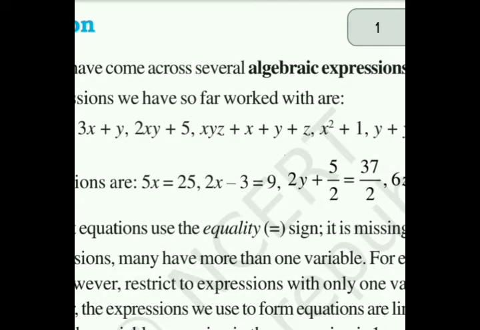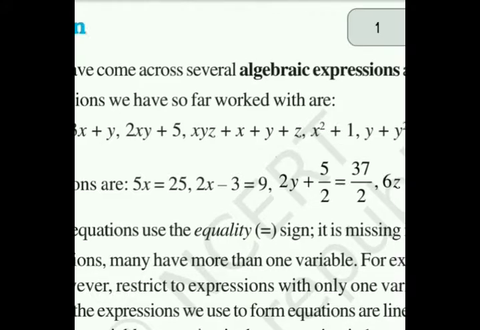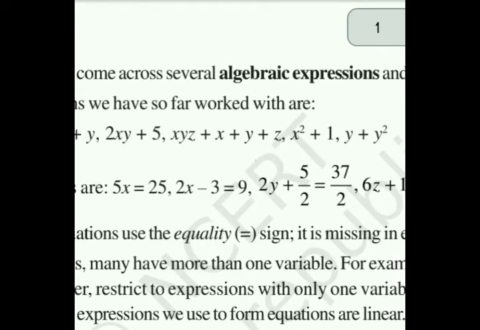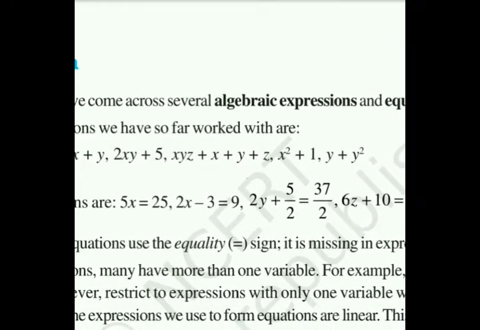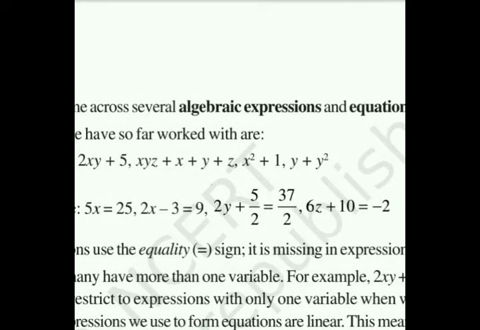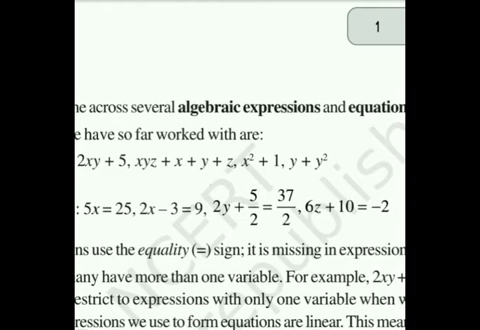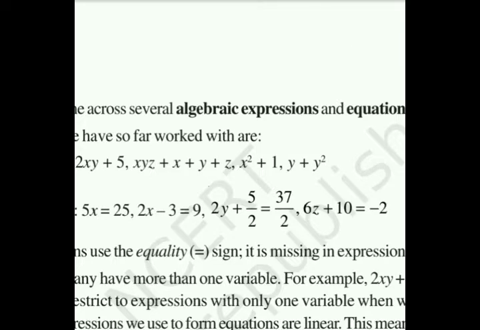Next is 2x minus 3 is equal to 9. In this case we take 2x minus 3 on our left hand side and then we compare with 9 on our right hand side. So whenever we take the equality sign, the form becomes an equation. Next is 2y plus 5 by 2 is equal to 37 by 2. On our left hand side we take 2y plus 5 by 2 and then we compare it with 37 by 2, using the equality sign. It means we compare left hand side to right hand side.